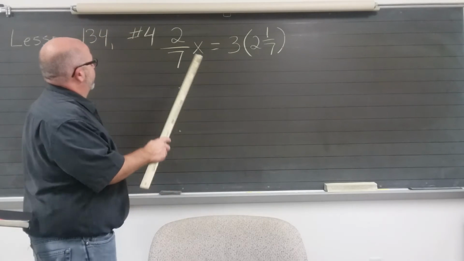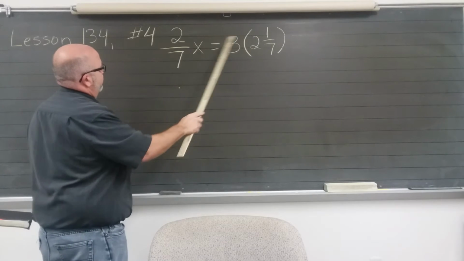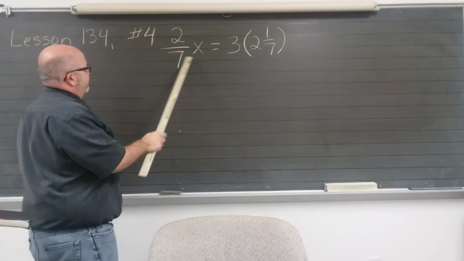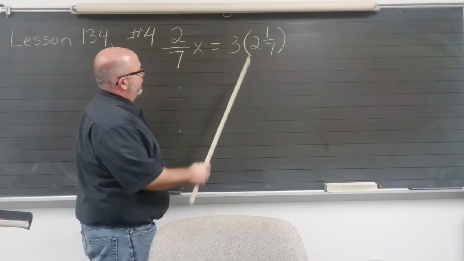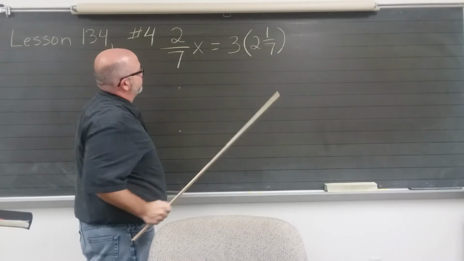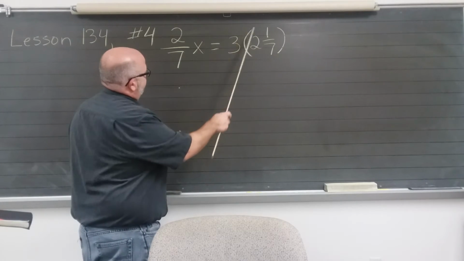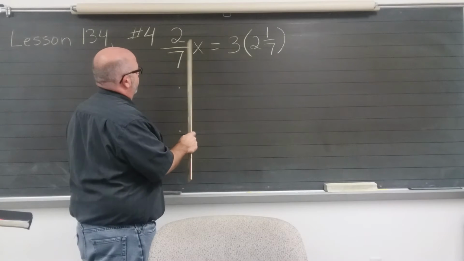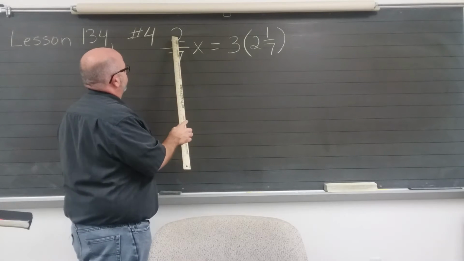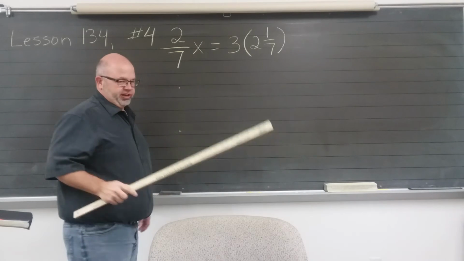Remember that we want to get rid of fractions in a problem. Okay, we want to get rid of a fraction. So we have 2/7 times x equals 3. Emma, what do these parentheses mean? Yes, that's right, multiplies. It's another way of saying multiply. Very good. All right, so just remember the different ways to say multiply. 2/7 times x equals 3 times 2 1/7.